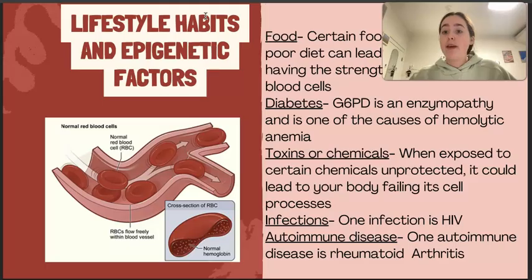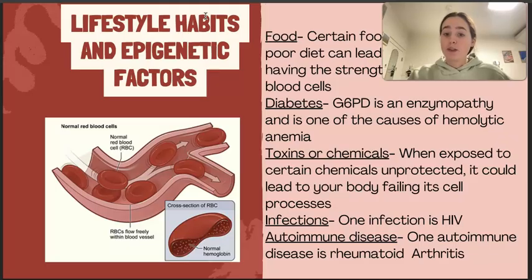G6PD is an enzymopathy, and it is one of the causes of hemolytic anemia. So as I said earlier, it can be passed down through heredity, but diabetes is also another big cause, and it goes hand in hand. If you get diabetes, you're not always going to have hemolytic anemia, but it is a possibility.